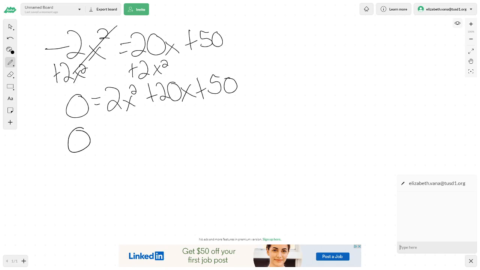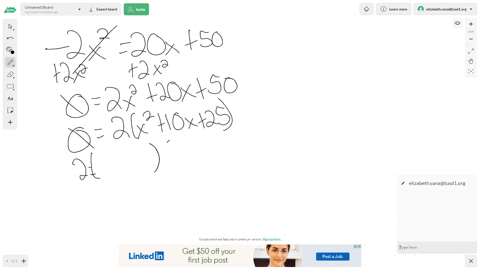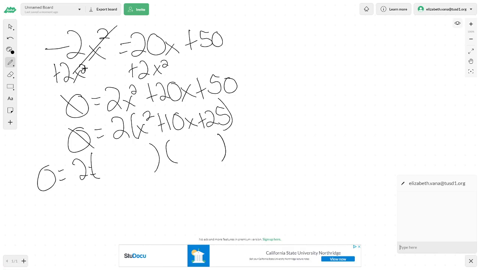Now I'm going to factor this all the way out. I see that there's a 2 in common with everything. So I'm going to first factor out that 2 to make it a little bit easier on myself moving forward. All right, so we set it up: 0 equals 2 times (x squared plus 10x plus 25). And then two numbers that multiply together to get 25 and add together to get 10 would be 5 and 5.